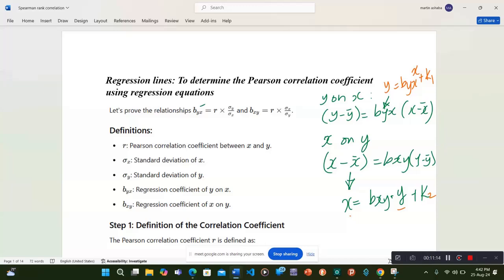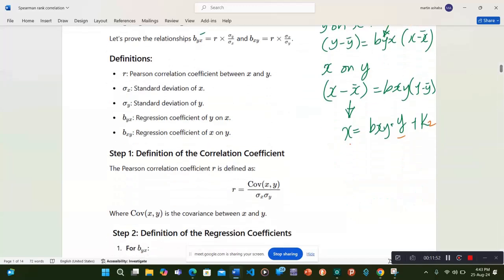Also, byx, the coefficient of y on x, is equal to r, the correlation coefficient, times the standard deviation of y divided by the standard deviation of x. And the coefficient of x on y is equal to the Pearson correlation coefficient times the standard deviation of x divided by the standard deviation of y. Good. So if we have understood that, they are named here.